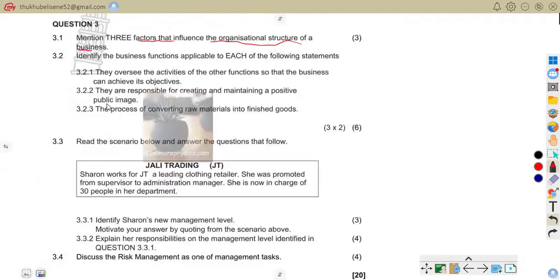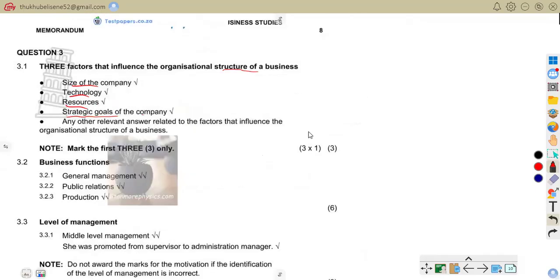So now let us come to 3.2, which says, identify the business functions applicable to each of the following statements. 3.2.1, they oversee the activities of other functions so that the business achieves its objectives. 3.2.2, they are responsible for creating and maintaining a positive public image. 3.2.3, the process of converting raw materials into finished goods.